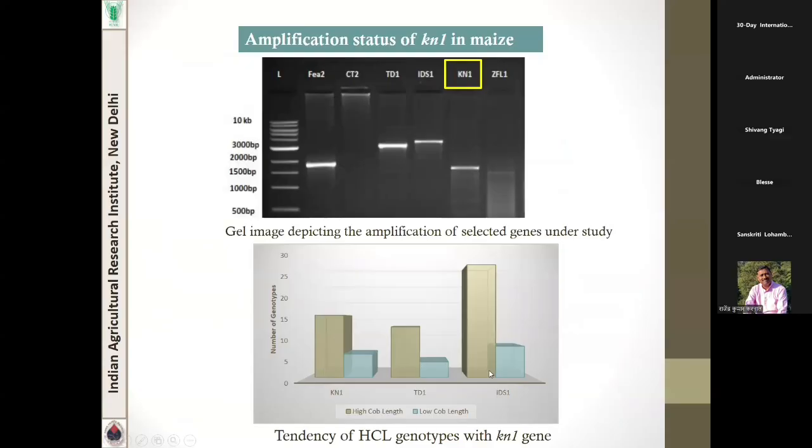And similarly TD1 and IDS1, I'm not going to discuss this, but this is the one gene which we are targeting, that is kn1. There is a presence of this gene in our tropical background also, of course, and these were having some tendency to go with high cob length genotypes. So that means wherever high cob length is there, these genes tend to be present, or show their presence.